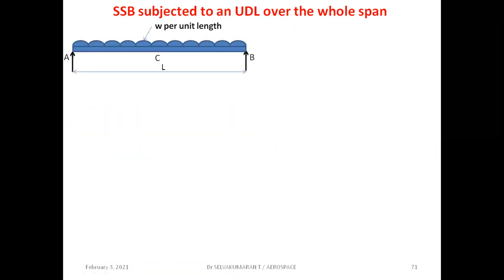So next, a simply supported beam subjected to a UDL, uniformly distributed load over the whole span. Let me consider a simply supported beam of length L, subject to UDL w, w per unit length. Newton per meter is the unit for UDL, and UVL has the same unit: load per unit length, that is Newton per meter. This we should keep in mind, very important.